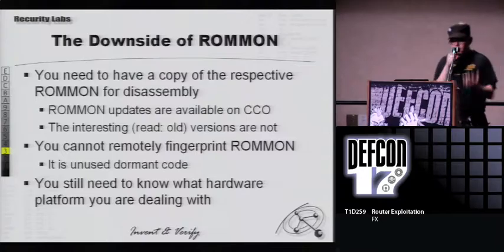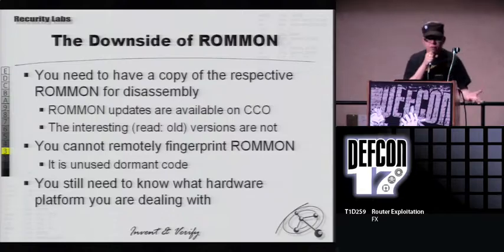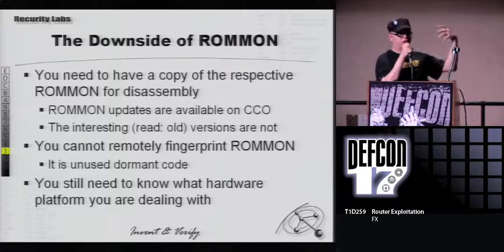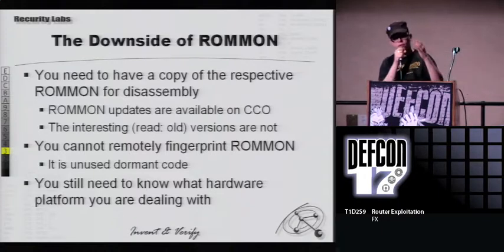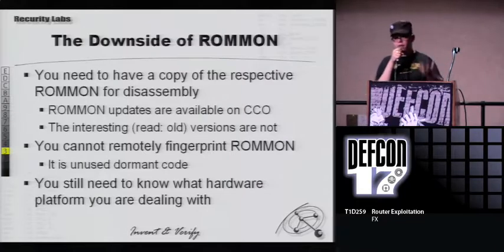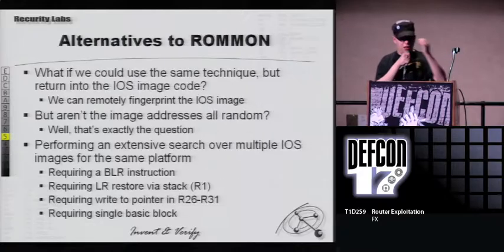The downside of ROMMon is actually getting it. The problem is you're interested in the oldest version, the one that is most distributed outside. That is not available as an update, obviously. And so you will actually need to get out and get the physical boxes and get ROMMon off them and disassemble them to know where stuff is. And because it's that code, you can't remotely fingerprint it. It would be like trying to remotely fingerprint the BIOS version of a PC, right? That's going to be hard too. And you still need to know the hardware platform, but that's a different issue.